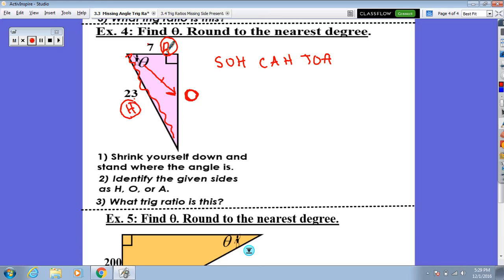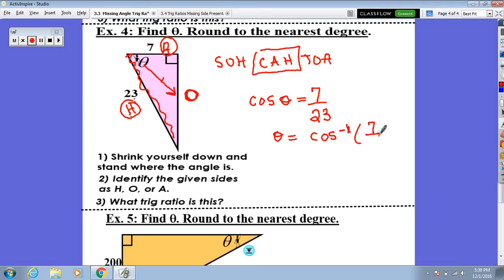So which one has an A and an H in it? That is going to be the cosine function. So the cosine of theta equals adjacent, which is 7, over hypotenuse, which is 23. So remember, to get theta by itself, we do the inverse of cosine of 7 divided by 23.